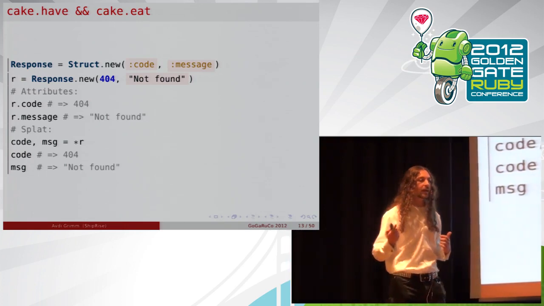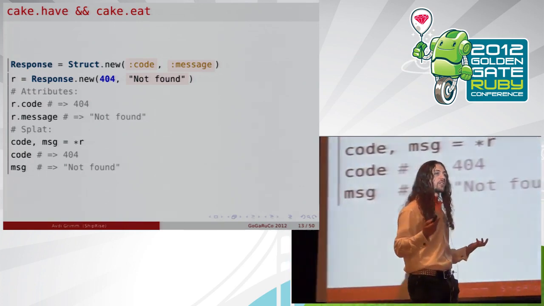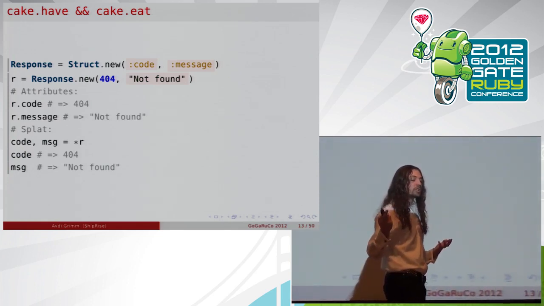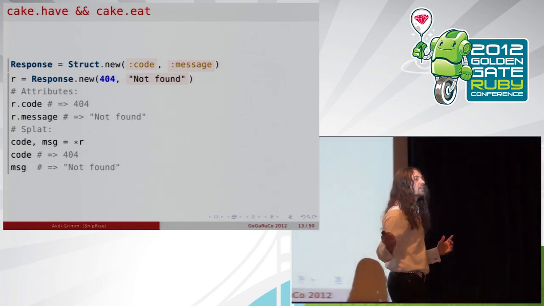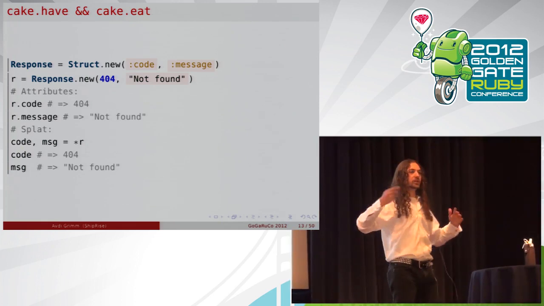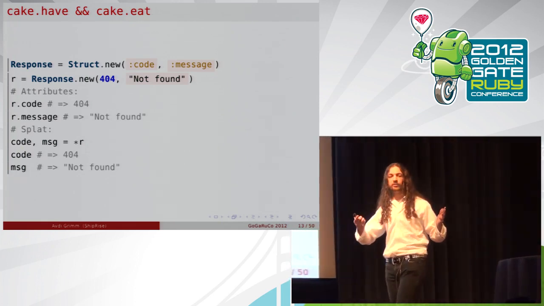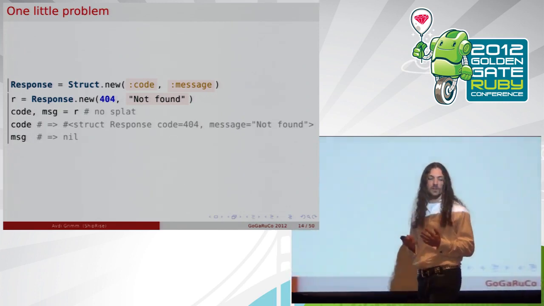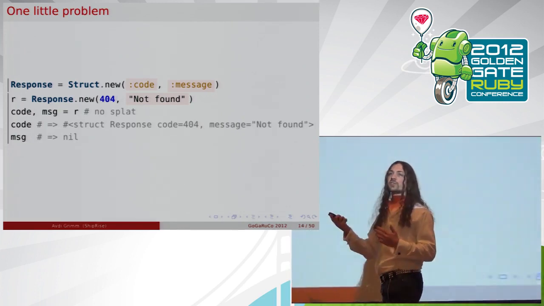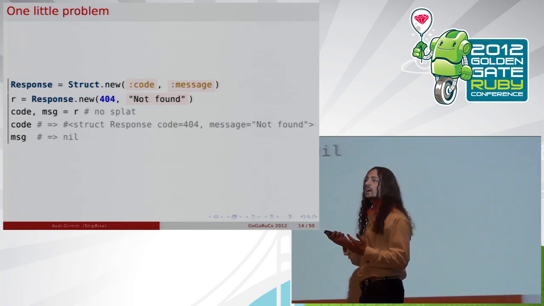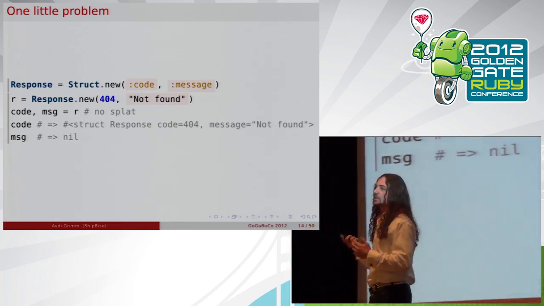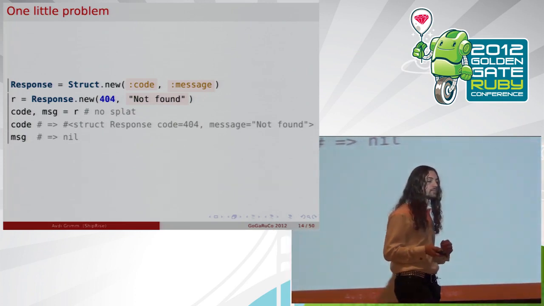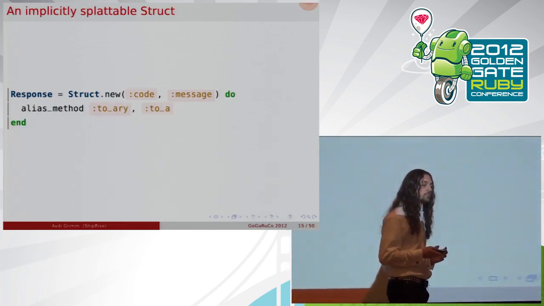And of course, as a struct, we can access those as attributes: r.code, r.message. But we can also splat that struct out, and it just works. It splats out into separate variables. Now, there's one little problem. Remember the implicit splatting from before? Well, this does not support the implicit splatting out of the box. When we try to do that, it doesn't quite work.